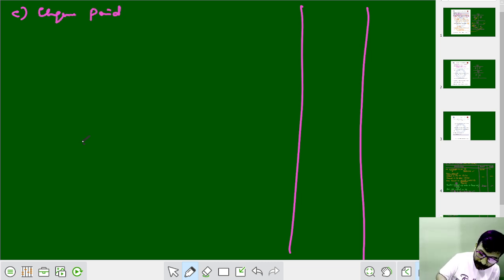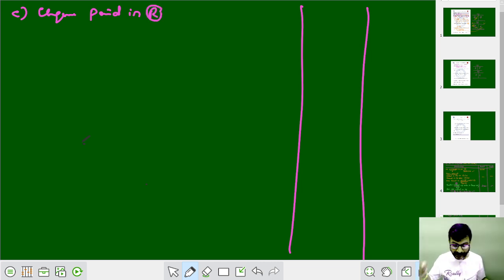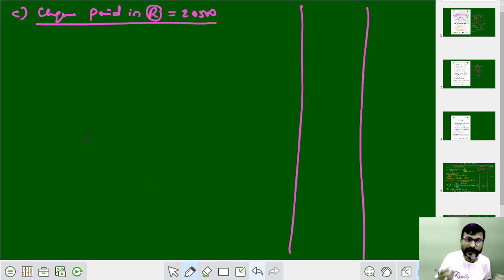Checks paid in. Paid in means it is not payment. It is receipt. Checks paid in means receipt. How much is it? It is rupees 20,500. Am I right? Now let me underline this.